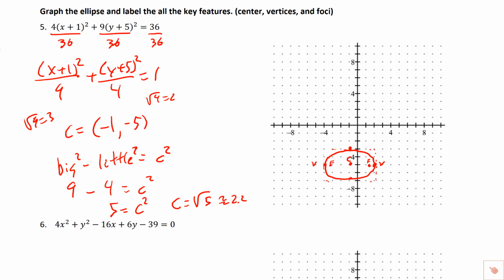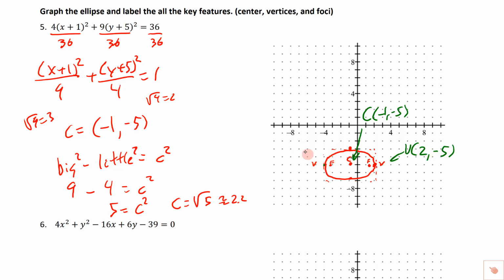So I'm going to change colors so that I can label these a little bit better. So again, the center right here, we've already got that one. The center is going to be at negative 1, negative 5. And then the vertices, those are pretty easy. So the vertex right there, it's still the same number of units below the x-axis, so that's going to be negative 5. And we went 3 units, so this is going to put us at 2.